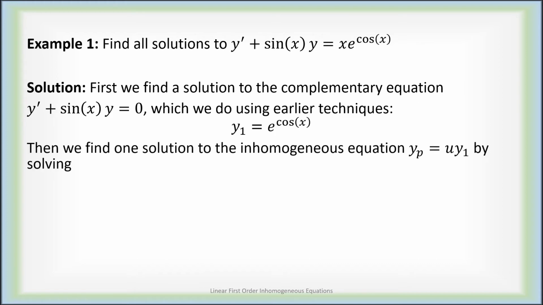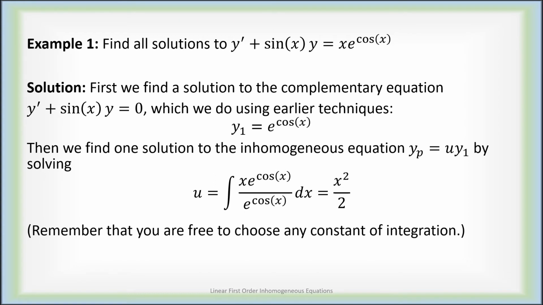Now we solve for one particular solution to the inhomogeneous equation, y sub p equals u times y1, by solving for u as an antiderivative of the forcing function x e to the cosine of x divided by y sub 1, e to the cosine of x. So this e to the cosine of x looked like a very scary part, but it now cancels out. u just has to be an antiderivative of x, and the most straightforward is just x squared over 2.